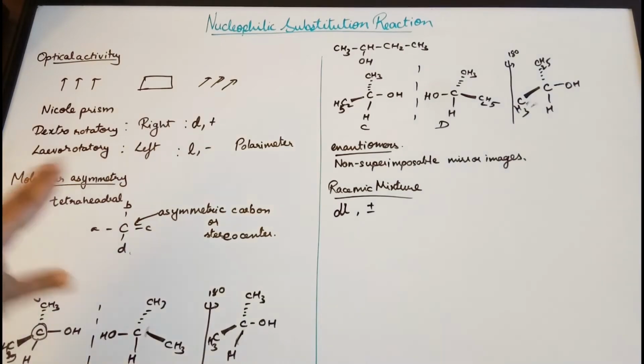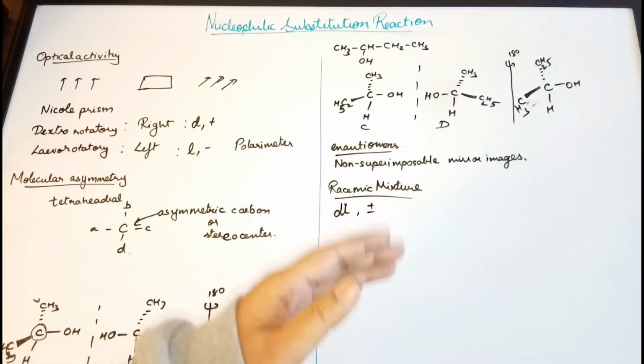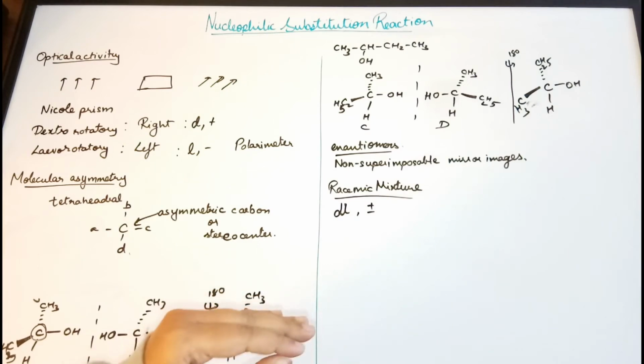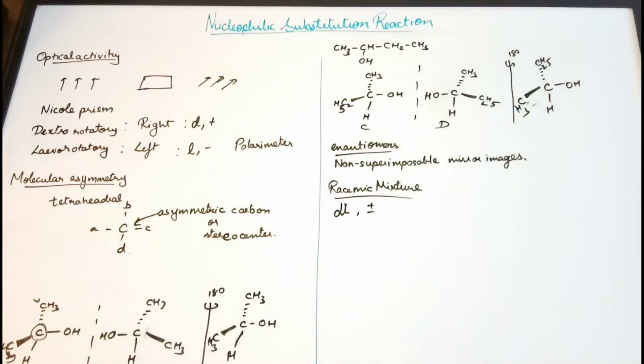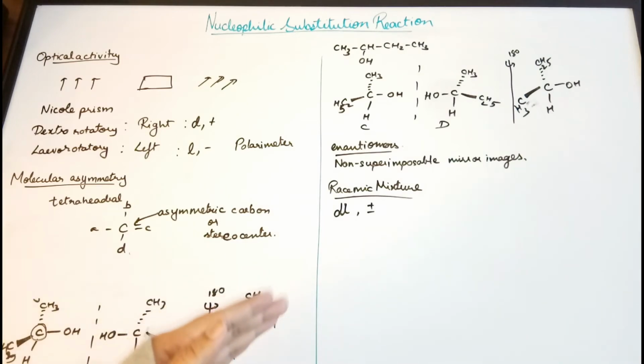It consists of equal amounts of both the D, the dextrorotatory, as well as the levorotatory, and that in turn leads to a total optical activity of 0. So this mixture will not show any optical activity because the D will rotate it to the right, the L will rotate it to the left, and because of that they will cancel each other out, leading to no optical activity which is observed in a racemic mixture. And this process of conversion of an enantiomer to a racemic mixture is called racemization.